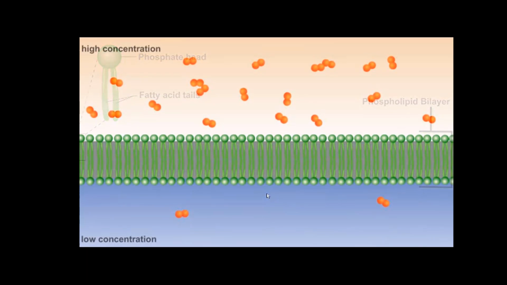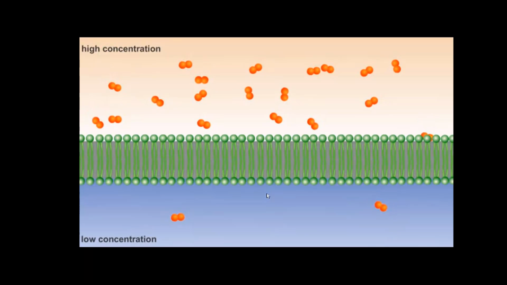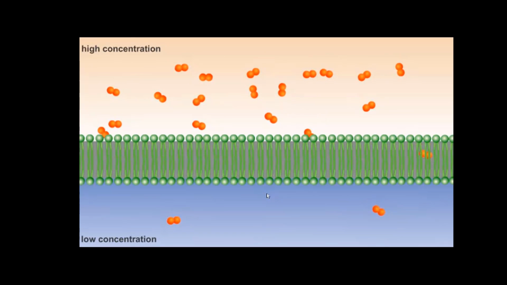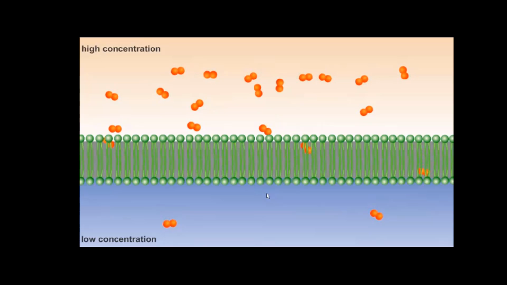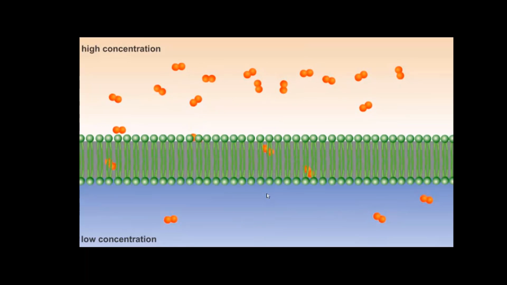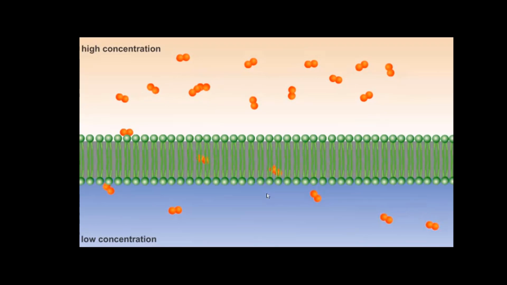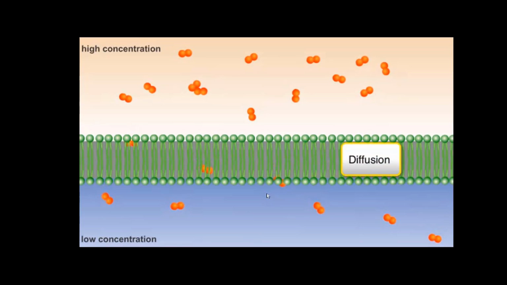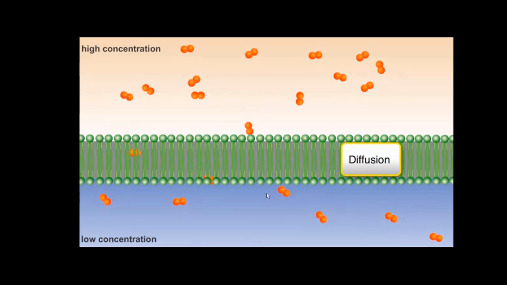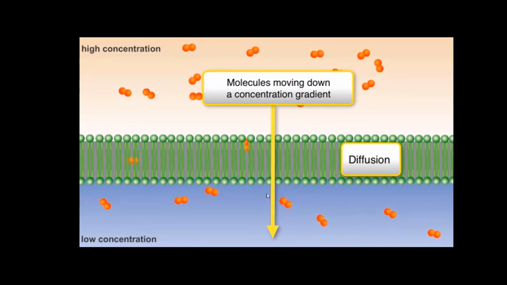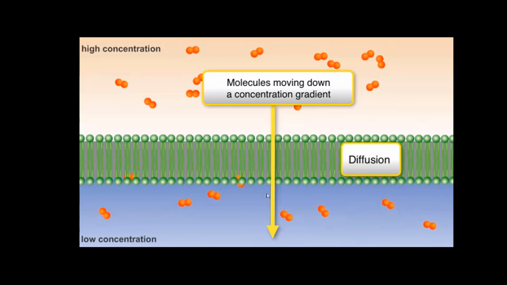In general, small, non-charged molecules such as oxygen or carbon dioxide can freely cross the membrane without an input of energy. They're able to slip between the heads of the phospholipids and pass through the hydrophobic tails through a process known as diffusion. These molecules are able to move down their concentration gradient as they move from an area of high concentration to an area of lower concentration.